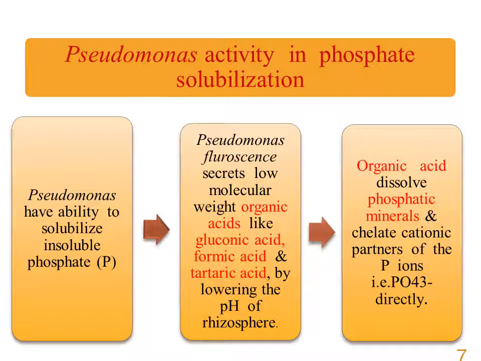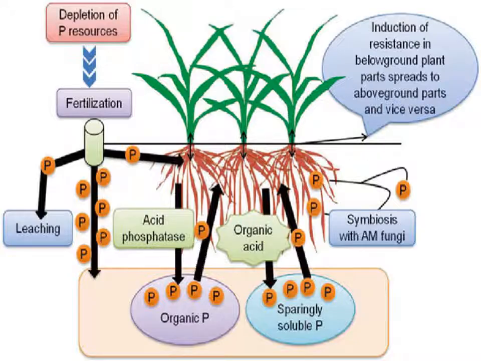These acids are secreted by this Pseudomonas fluorescens, which lowers the pH of the rhizosphere, which leads to uptake of all the nutrients, and specifically the phosphorus, which is fixed with calcium carbonate in the form of tricalcium phosphate, which is very easy to dissolve due to the acid activity secreted by the Pseudomonas fluorescens. It also dissolves the phosphatic minerals and chelates the cationic partners of the phosphorus ions, that is PO4 3-, directly.